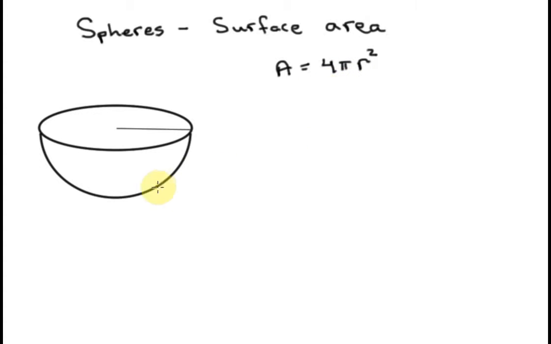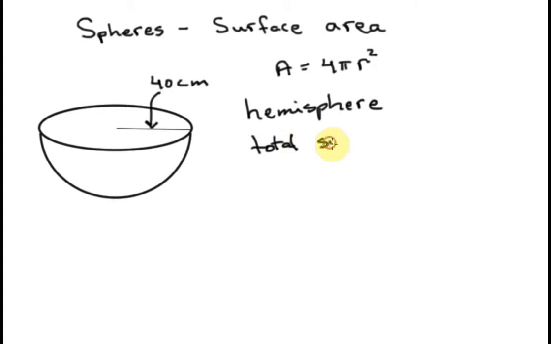Now I'm going to do an example that's a little more complicated though, because what we have here is not a sphere but a hemisphere. So let's have a little look at what we would do if we were going to try to figure out the surface area of this hemisphere, or half of a sphere. So let's say somebody comes along and they tell us, oh, we know that the radius is 40 centimeters. Could you find the total surface area?